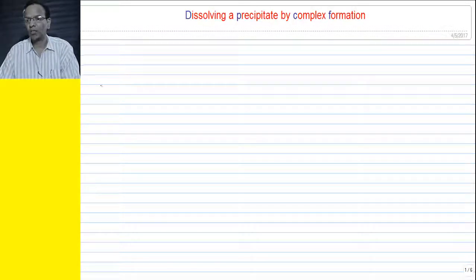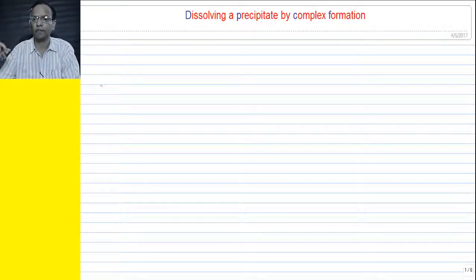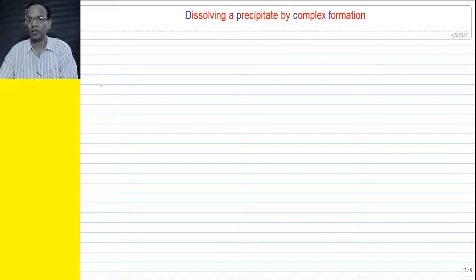A sparingly soluble salt, when precipitated, can be redissolved in some cases by adding some reagent which forms a complex with the precipitate, which is commonly used in qualitative inorganic analysis. Like we must have heard about a confirmatory test of silver ion.